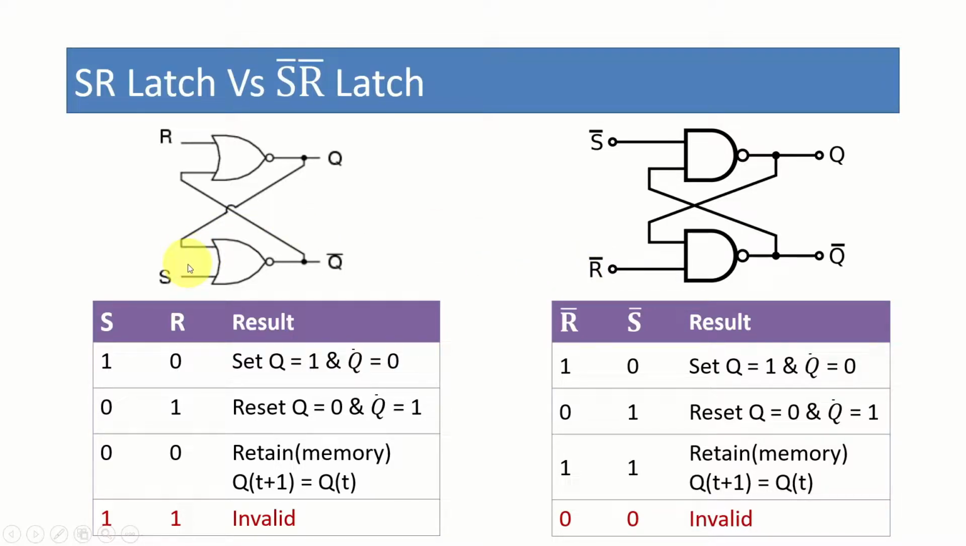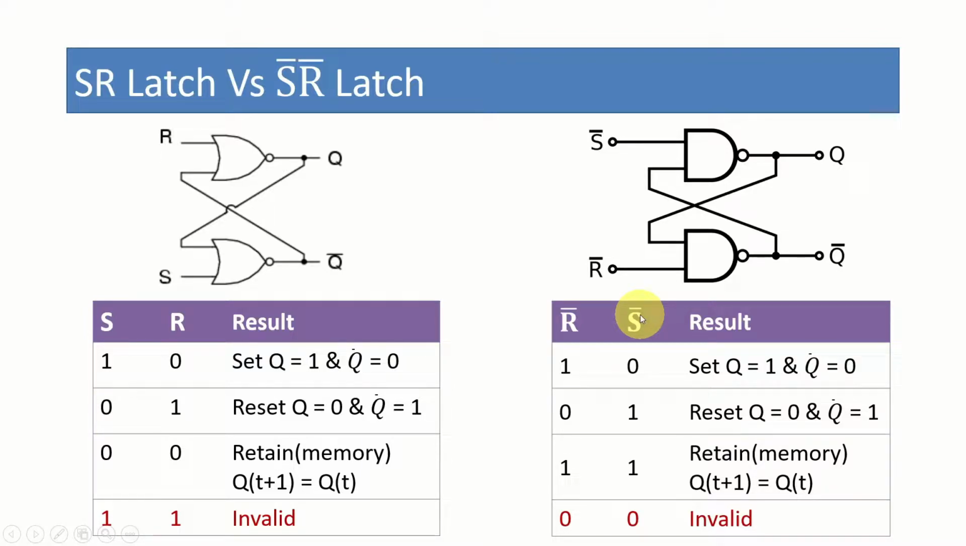We know that set is the inversion of reset, and reset is the inversion of set. So therefore, rather than reset, we can call it S bar, or the inversion of set. Rather than set, we can call it the inversion of the reset. The truth table of the SR latch and the S bar R bar latch is pretty much similar. So the first difference is, in the SR latch we call the two inputs S and R, but in the S bar R bar latch, S is called R bar, and R is called S bar. Other than that, it is pretty much the same.